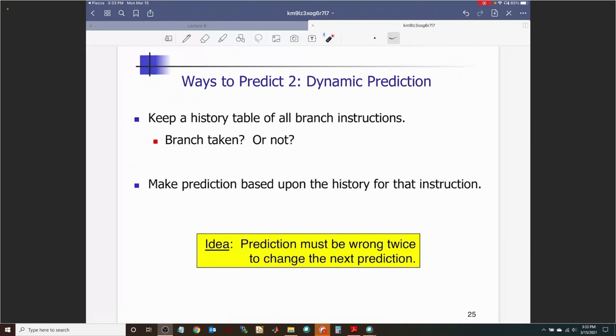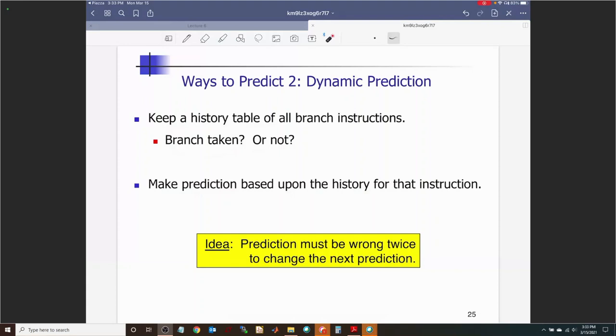Or a better way of doing this is dynamic prediction. You are changing things as the instructions are getting executed. You are predicting whether the branch is going to be taken or not taken as your program gets executed. And you can do this by keeping a history table of all the branch instructions. You can monitor whether the branches have been taken so far or not, and you can make the prediction based upon that history for that particular instruction.